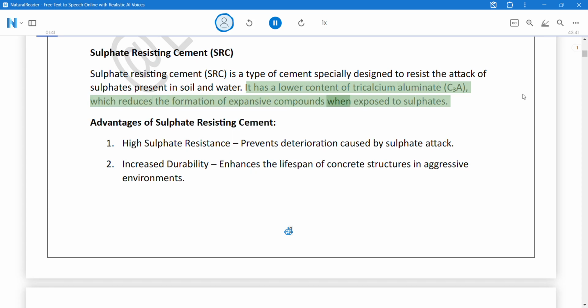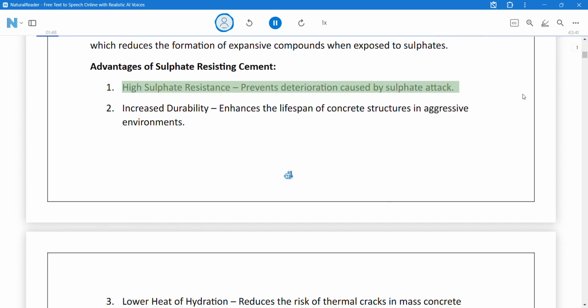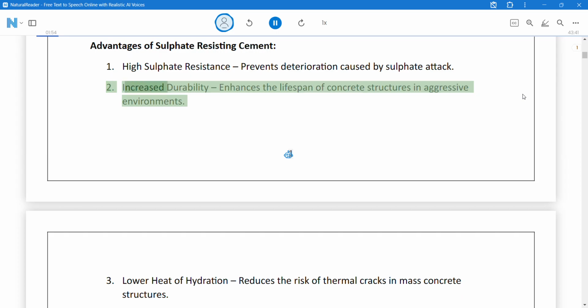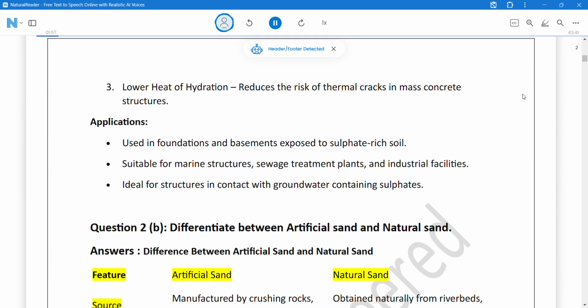Advantages of sulfate-resisting cement: 1. High sulfate resistance, prevents deterioration caused by sulfate attack. 2. Increased durability, enhances the lifespan of concrete structures in aggressive environments. 3. Lower heat of hydration, reduces the risk of thermal cracks in mass concrete structures.